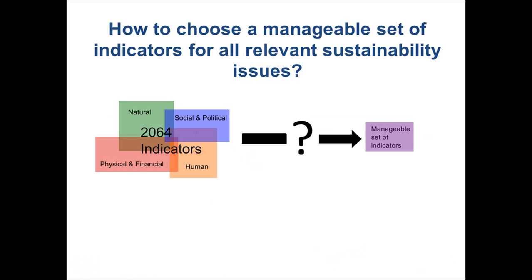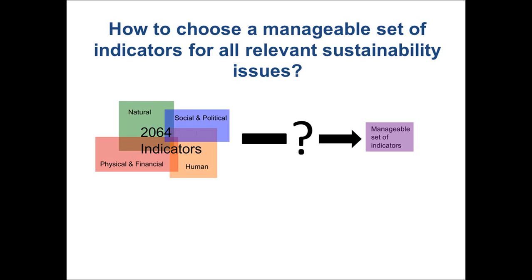Now just to give a bit of general context, our team has harvested a large data set of over 2,000 existing sustainability indicators taken from a number of existing global initiatives and data sets relevant to the sustainable sourcing of agricultural raw materials. Now, these indicators provide information about different types of issues, including natural, human, social, physical, political, and financial issues, and many of these indicators are relevant to multiple categories.